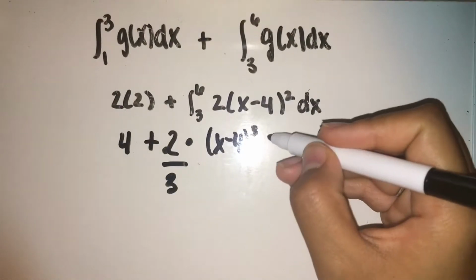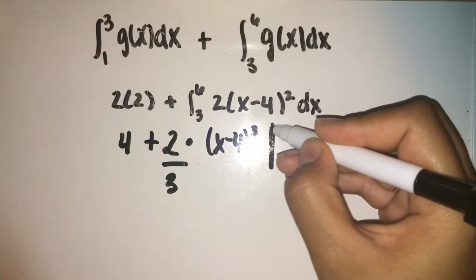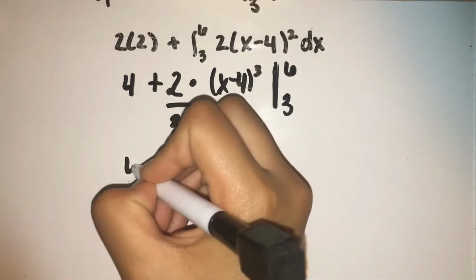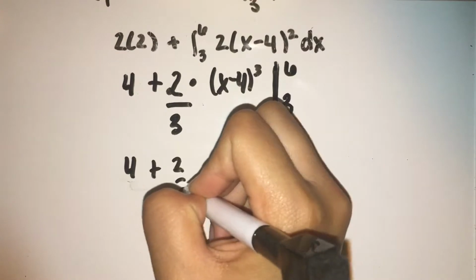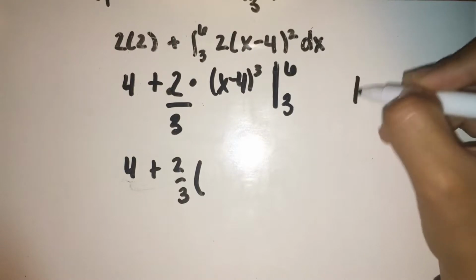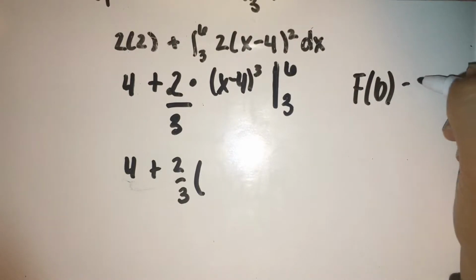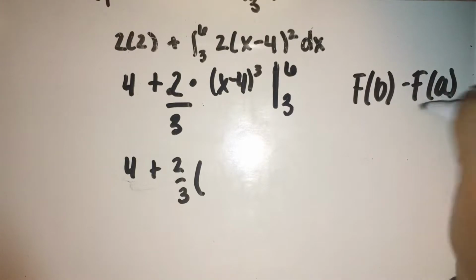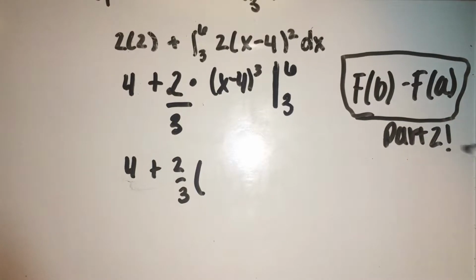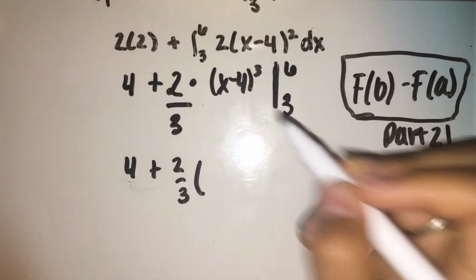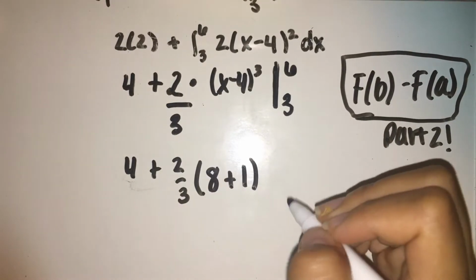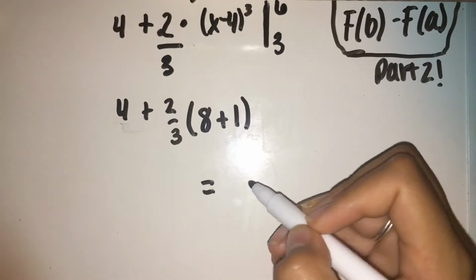Next, we're going to integrate the rest of our integral by hand from 3 to 6. That's going to give us 4 plus 2/3 times, and then we're going to use the fundamental theorem of calculus, which is big F of b minus big F of a. This is also part 2 of the fundamental theorem of calculus. So after we integrate this, we're going to end up with 8 plus 1. And finally, this is going to give us the answer of 10.